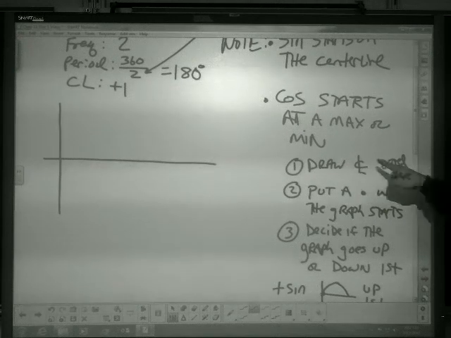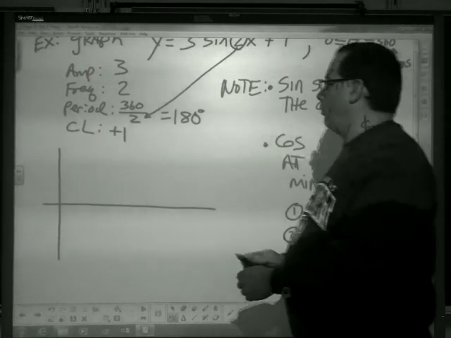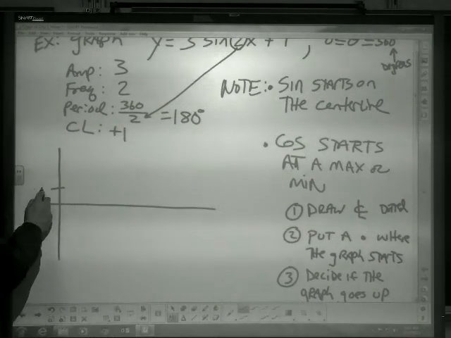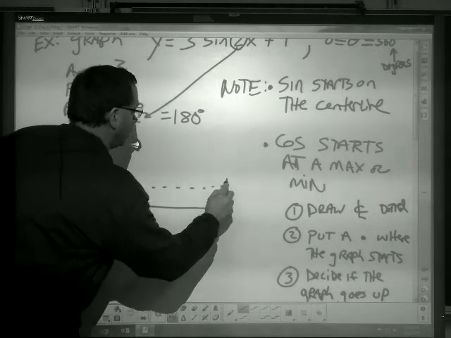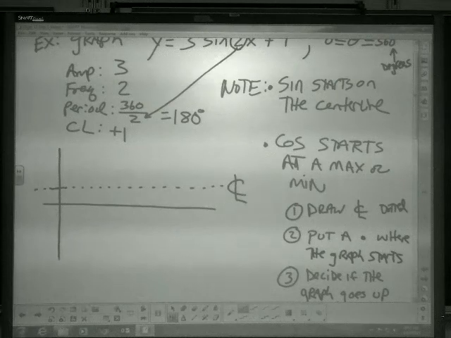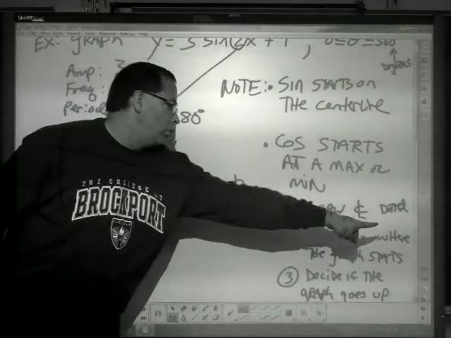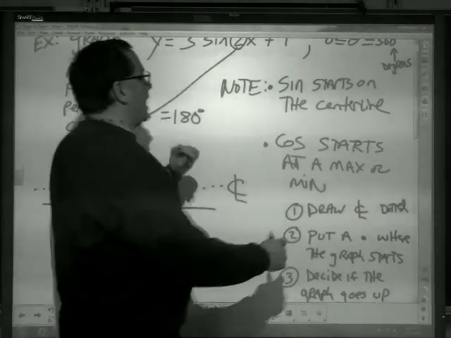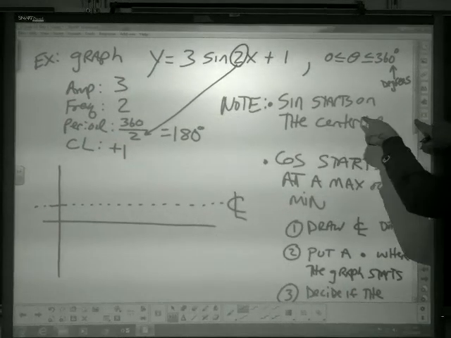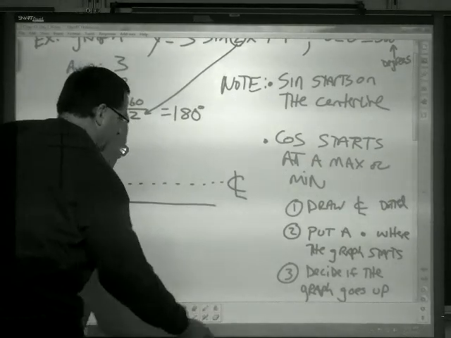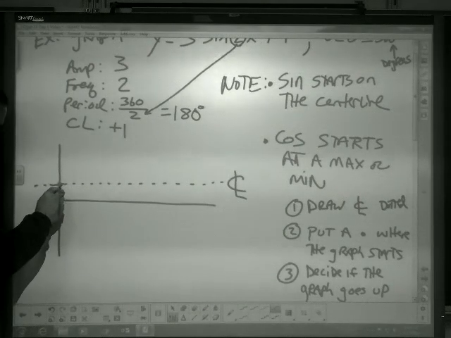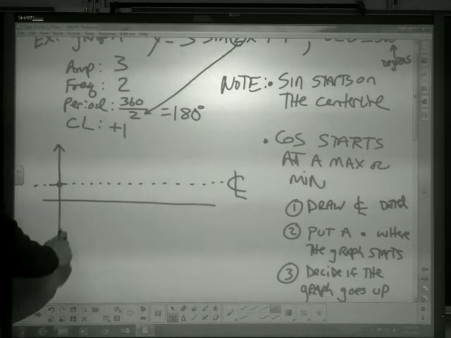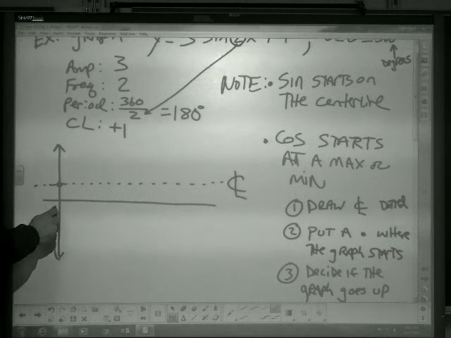First, draw the center line and make it dotted. Our center line is up 1, so I'm going to go up 1 here and put my center line in. I'm going to make it dotted and label it center line. Put a dot where the graph starts. Well, we have a sine graph, and sine starts on the center line. So this graph is going to start right here, because that's my center line, and this is 0 degrees.